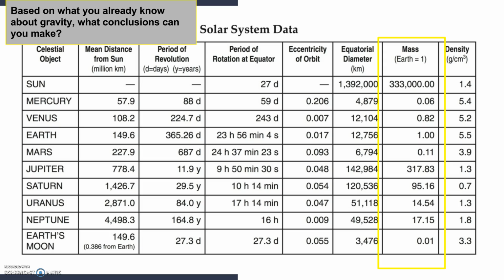Let's take a look at the mass now, and this is measuring mass as in if the Earth equaled 1. Based on what you already know about gravity, what conclusions can you make? The first thing that stands out to me is that the Sun is way more massive than any of these other planets, which makes sense that that would have the greatest gravitational pull. I also note that Jupiter is the largest of the planets. Jupiter has a pretty strong gravitational pull as well.